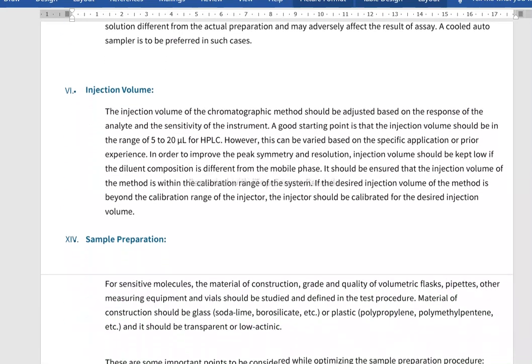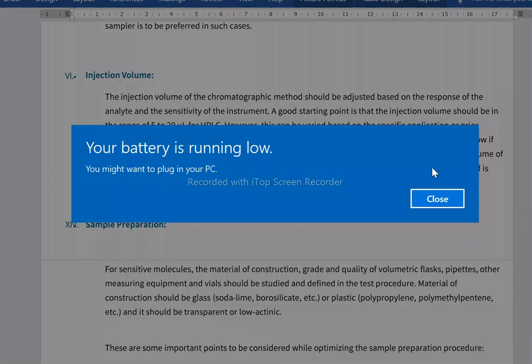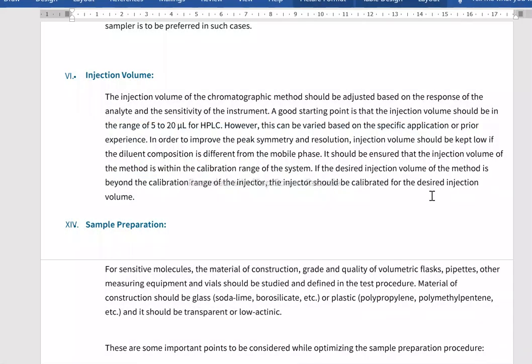Sample preparation. For sensitive molecules, the material of construction and the grade and quality of the volumetric flasks, pipettes, other measuring equipment and vials should be studied and defined in the test procedure. Material of construction should be glass, soda lime, borosilicate, etc., or plastic, polypropylene, polymethylpentene, etc., and it should be transparent or low actinic.